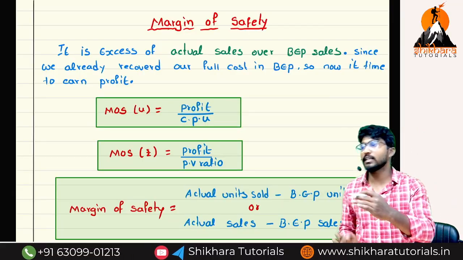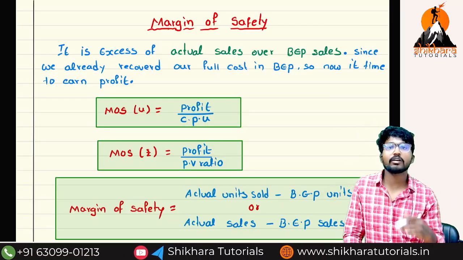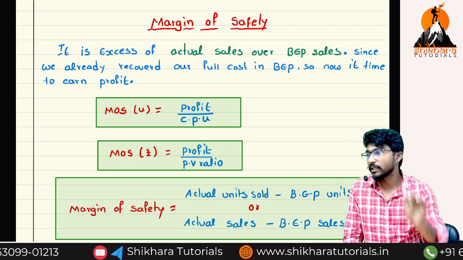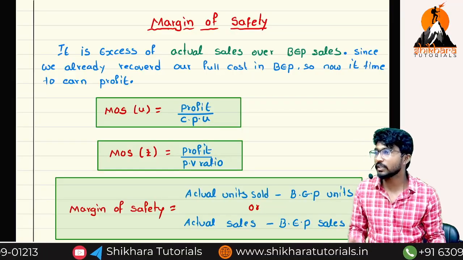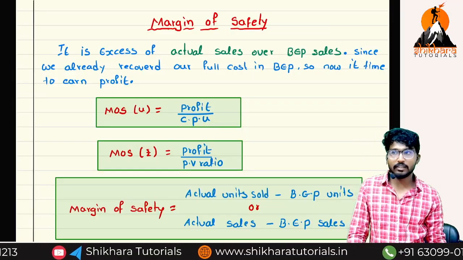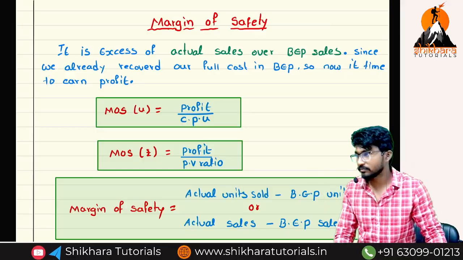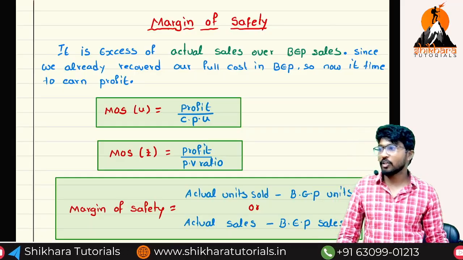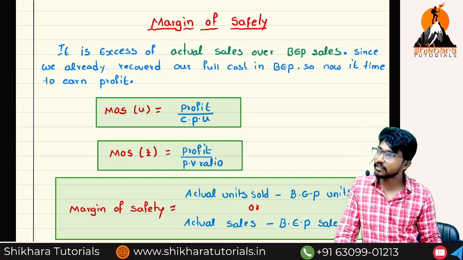Whatever amount of sales we sold, whatever amount of output we sold over and above BEP, that entire part comes under margin of safety. That means my total sales is 10,000. My break even point is 5,000. Now my margin of safety is 5,000.